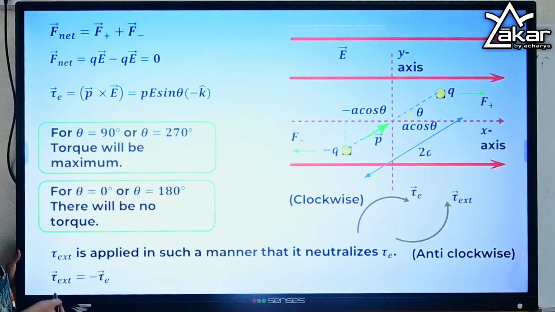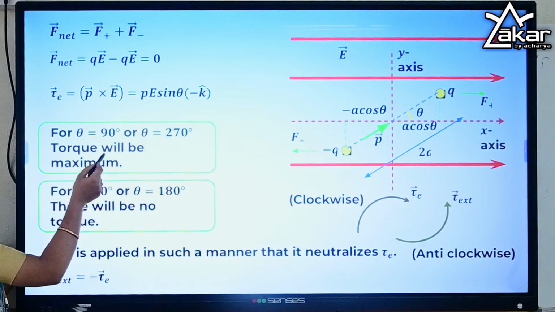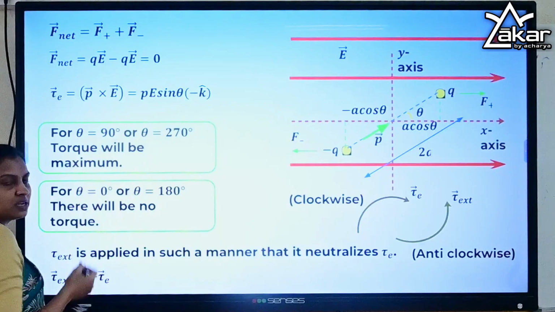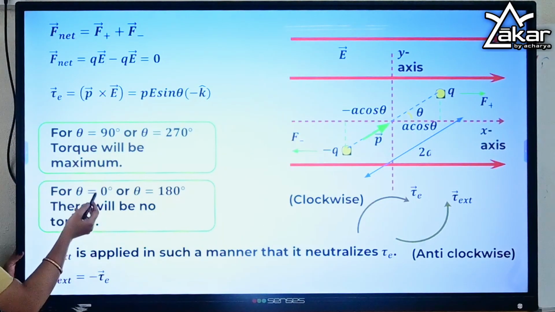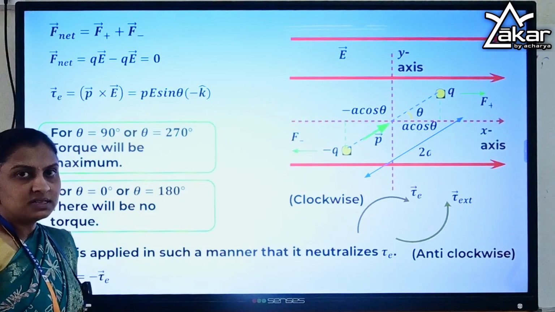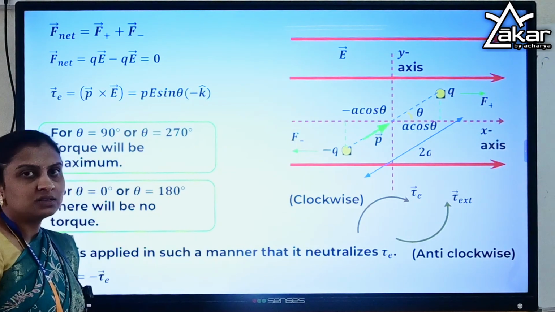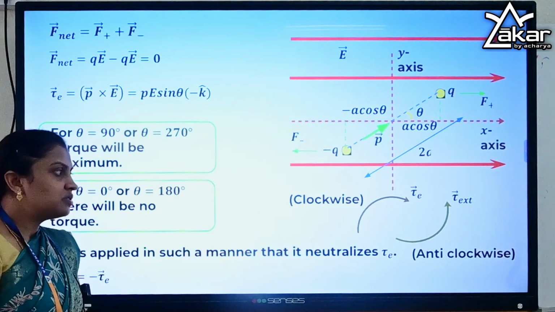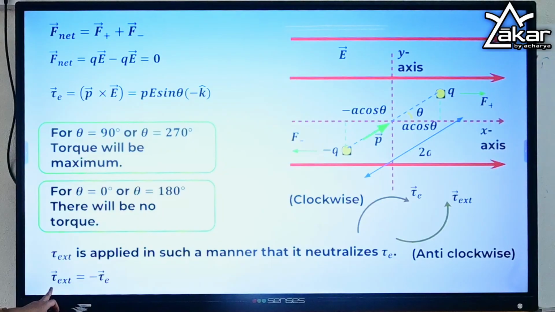So the torque is maximum when theta is 90 and 270 degree. When theta is 0 degree and 180 degree, we get the torque as 0. This is the explanation. Then when the torque is applied in such a manner, it will neutralize. When it neutralizes, we have to take the anti-clockwise direction. That time we will get external torque equal to minus torque E.